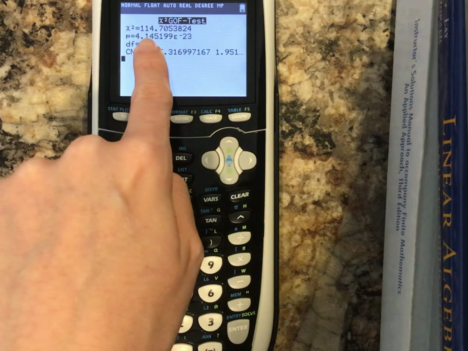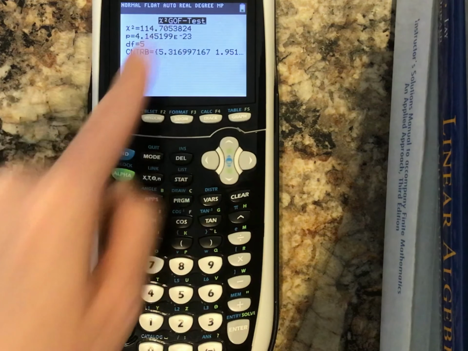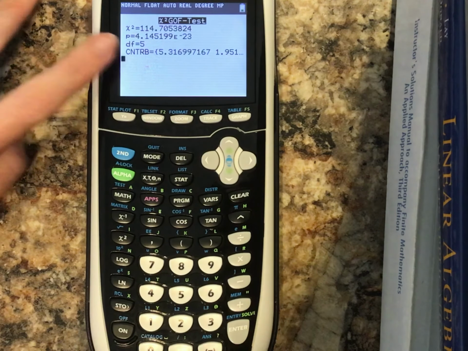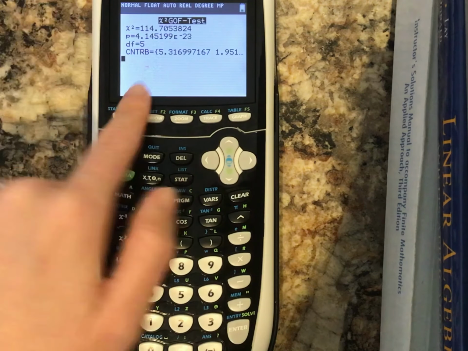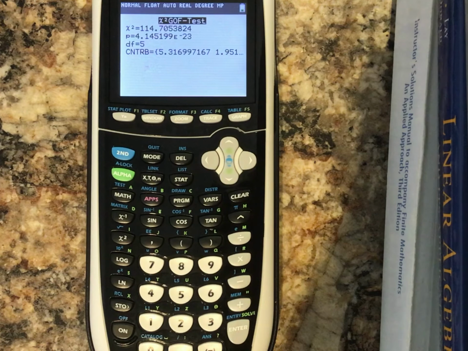It's 4.145 times 10 to the negative 23. It's absolutely tiny. And then we have our degrees of freedom. Okay, you can ignore that last list there. So most of the information we need is right at the top.